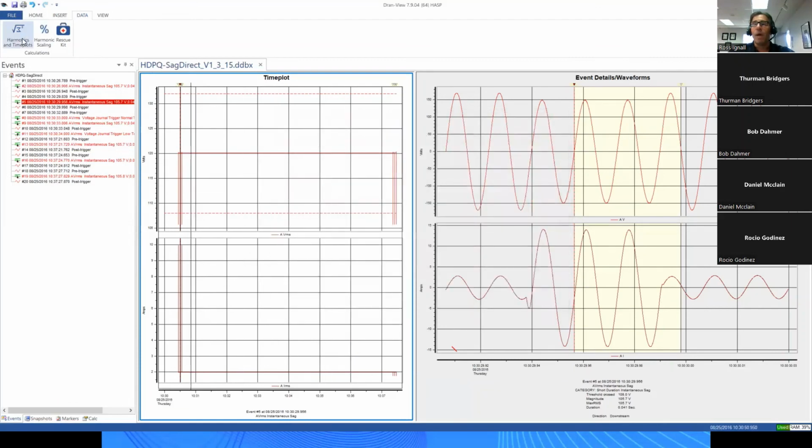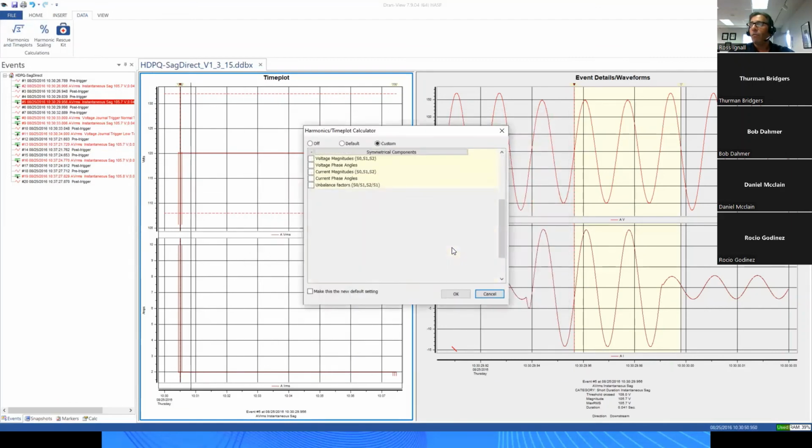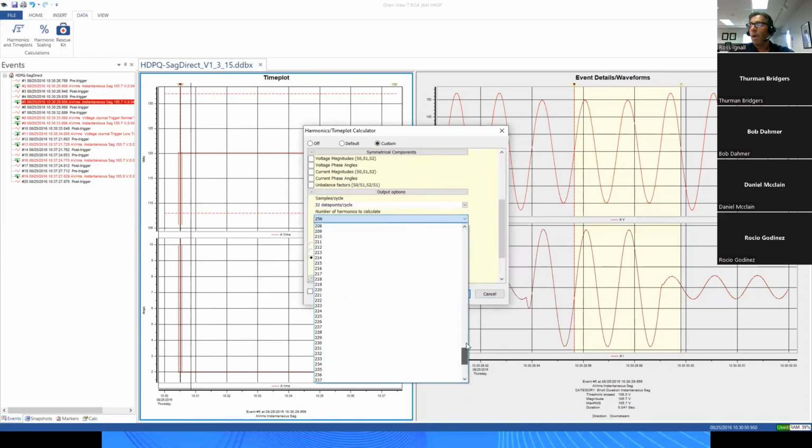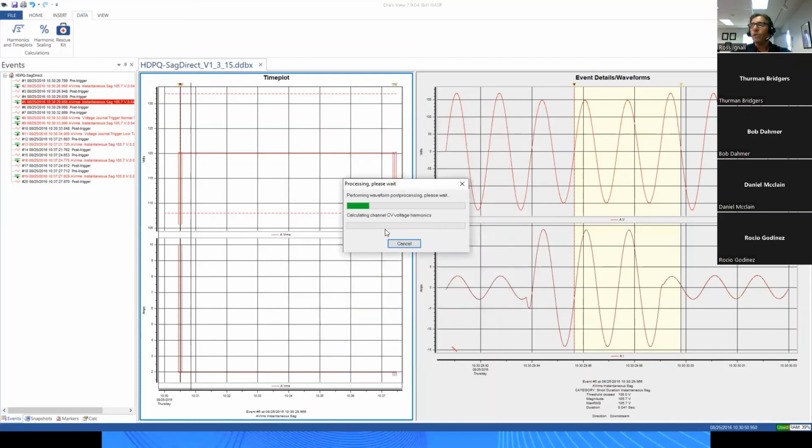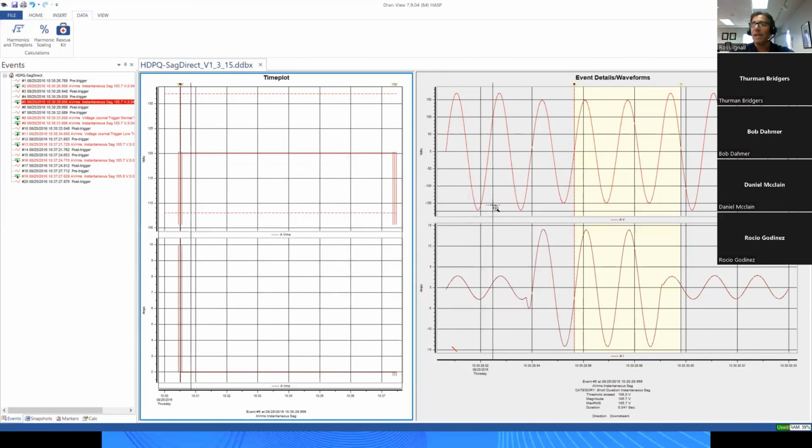If I go back to this harmonic and time plot calculator and run this, I'll make it a little bit fewer harmonics just to speed things up. I'll bring it out to the 127th and click OK. You'll see some windows pop up as it's post-processing the data.